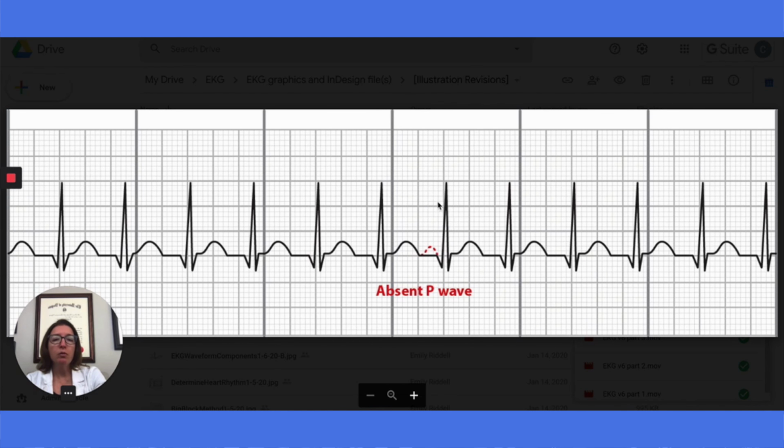We have normal QRS too, just to point that out, because when we move into my next video, where we'll talk about ventricular rhythms, we'll notice that this QRS will get wide. So stay tuned and we'll get through the rest of these dysrhythmias.